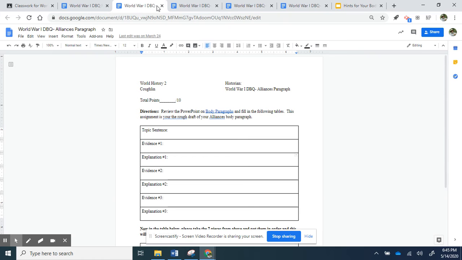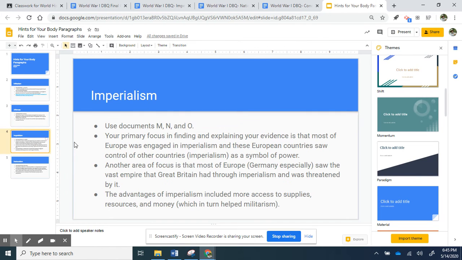All right, let's close alliances. Imperialism, we go back to the hints. All right, in imperialism, we're using documents M, N, and O. Now, a couple of these have multiple things, and this actually goes for everything. I don't want you to use one document to find 3 pieces of evidence, but if you can find 2 really good pieces of evidence in a document, you can use the same document twice, okay?